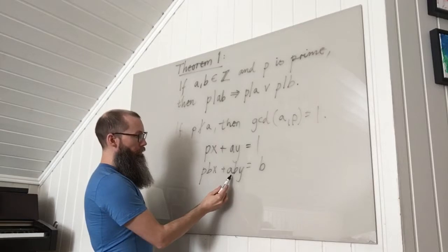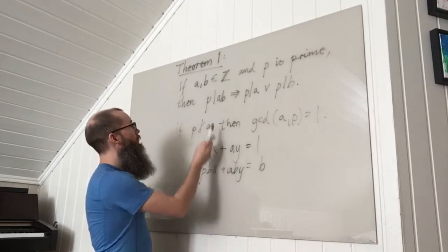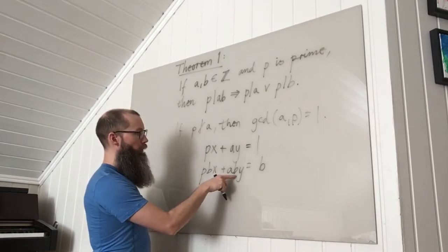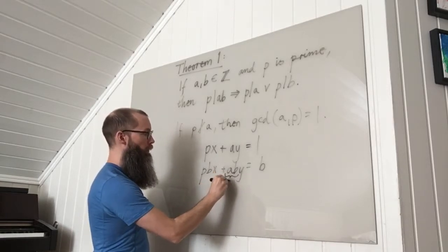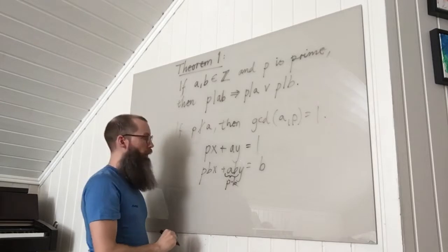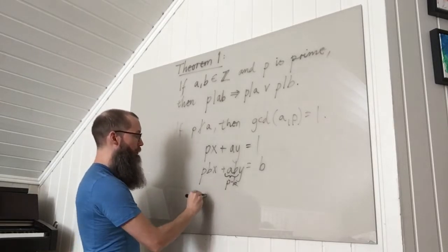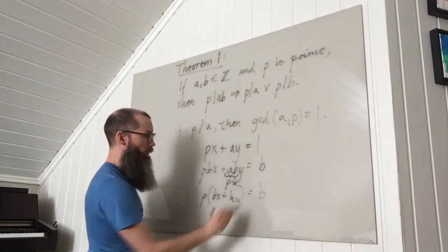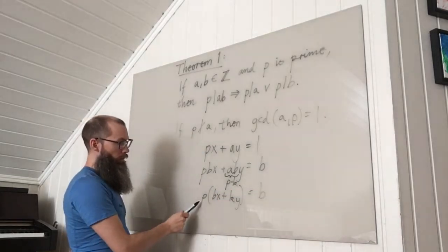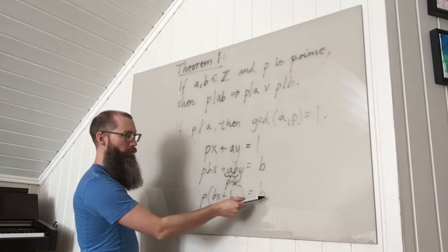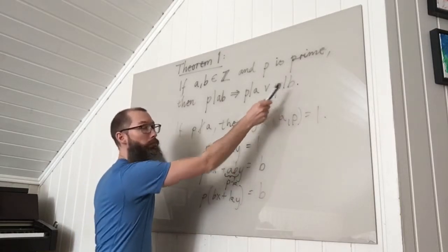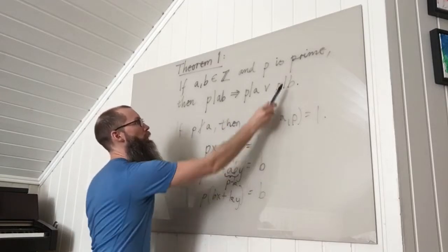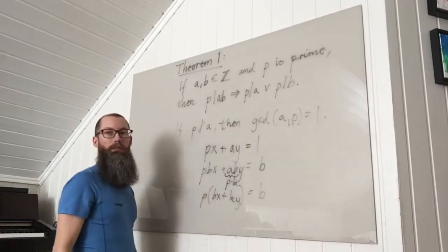Now p divides ab. So I can write ab as p times k for an integer k. And that means that the left hand side is p times bx plus ky. And this means that p is a factor of b. So p divides b. So if p does not divide a, then p divides b. And that means that this statement is true.